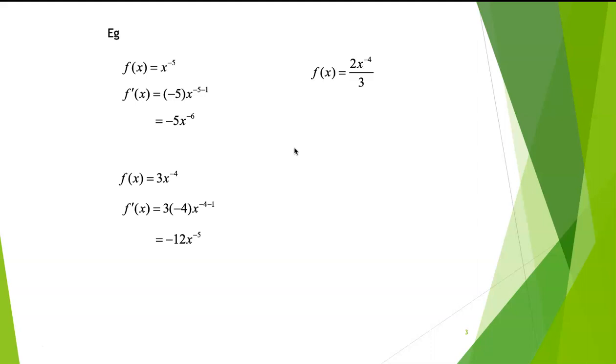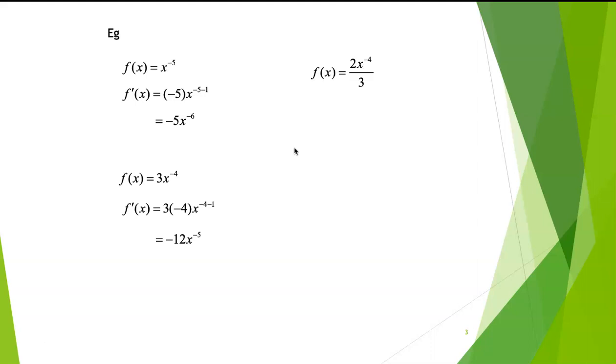So let's do this. The coefficient of x to the power of -5 here is 1. So the answer will be multiplying 1 by -5, and then take 1 from the power, which gives -6. The answer is -5x to the power of -6. The next one here, you've got 3 times -4, so you multiply by the old power, which gives -12. You take 1 from the power, which gives -5. So that's the final answer.